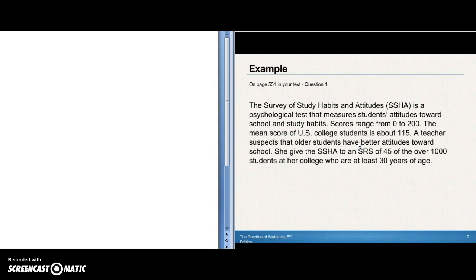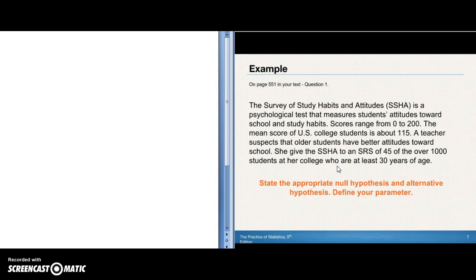The mean score of the U.S. college students is about 115. A teacher suspects that older students have better attitudes towards school. She gives the SSHA to a simple random sample of 45 of over 1,000 students at her college who are at least 30 years of age. State the null and the alternative hypotheses and define your parameter.